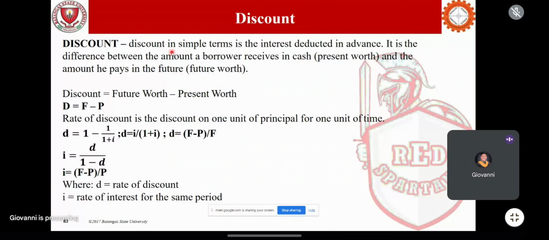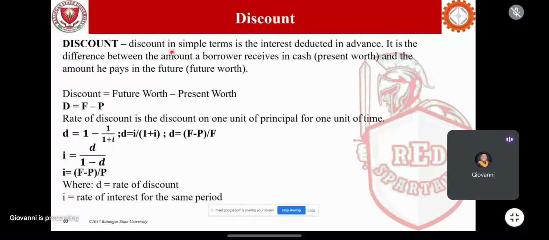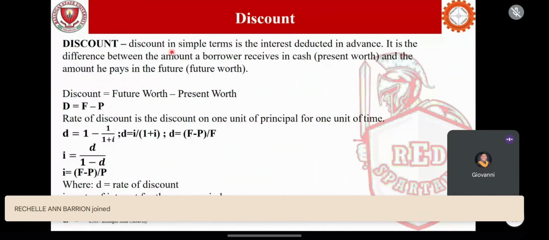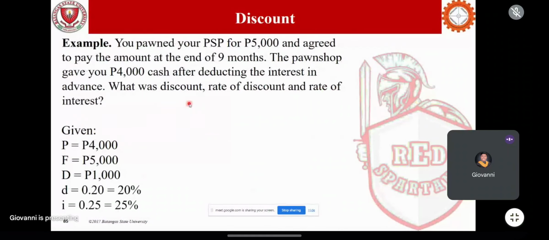Wherein yung rate of discount naman, si small d is equal siya sa 1 minus 1 over 1 plus I, or I over 1 plus I, or F minus P over F. And rate of interest naman equals siya sa small d over 1 minus d, or capital D over P. Okay, hindi ko naididiscuss to, si discount. Please review it na lang po on your own, kasi this is directly substitution lang naman. Most probably, wala din namang lalabas yun sa exam.